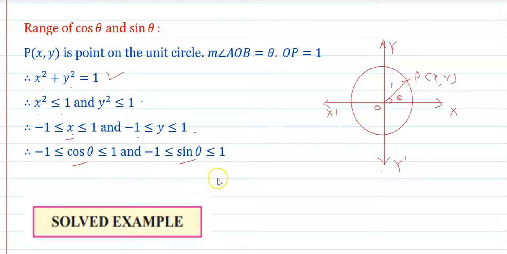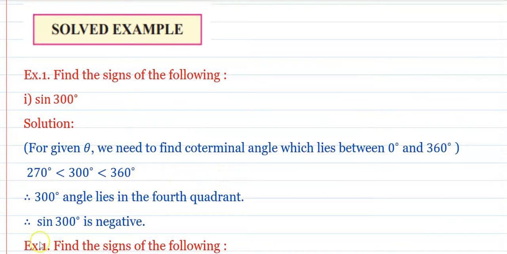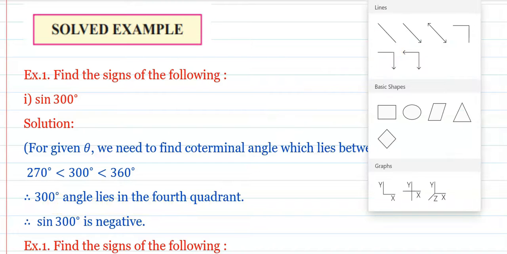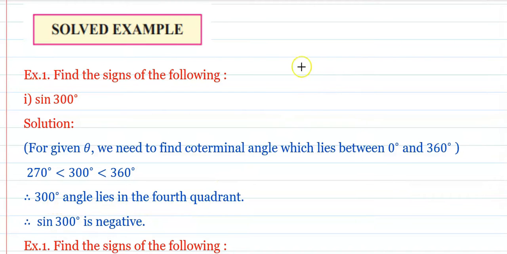Okay. Now the short examples. Find the sines of the following. First is sine of 300. For a given theta, we need to find the coterminal angle which lies between 0 and 360. Now this theta lies between 270 and 360. Means what? The 300 angle lies in the fourth quadrant. Okay, here is the fourth quadrant.